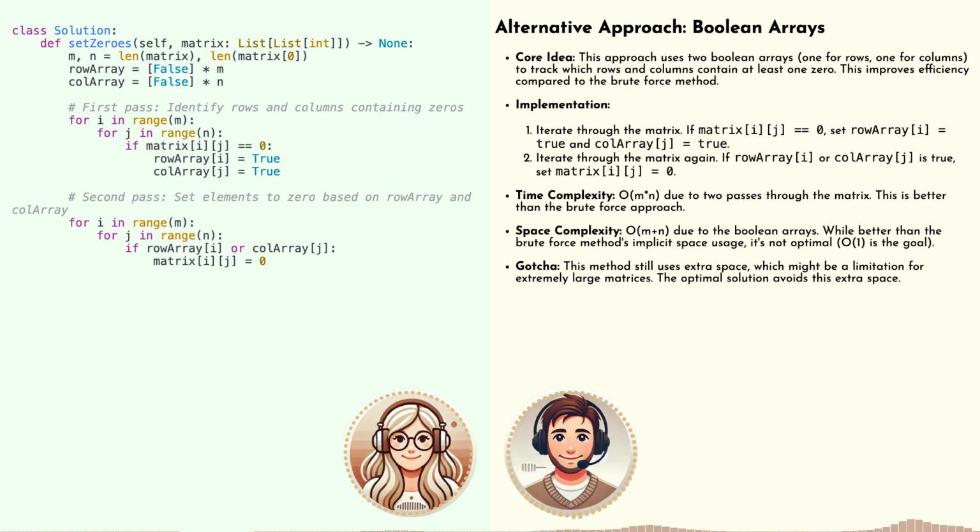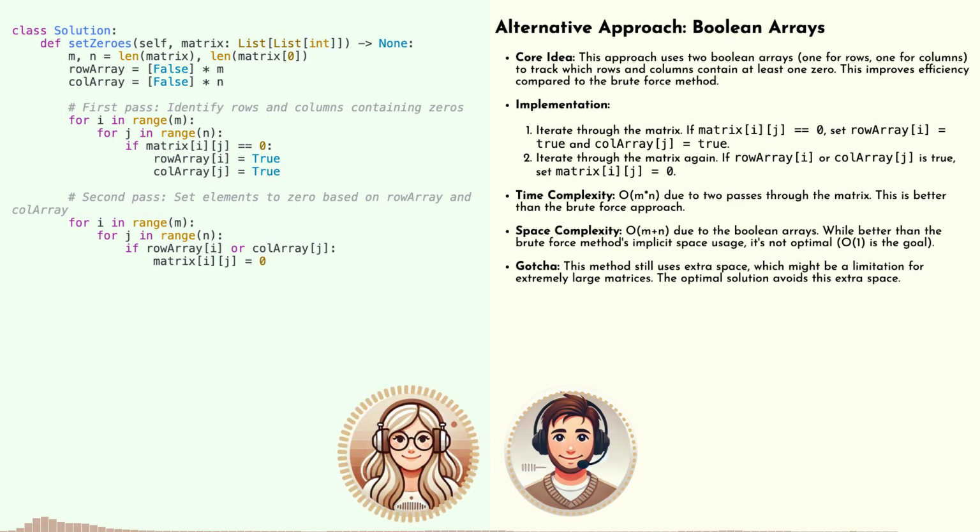So if our matrix is, say, 5 by 4, we'd have a row array with 5 elements and a column array with 4 elements. Exactly. We initialize all elements in both arrays to false. Then as we traverse the original matrix, if we find a 0 at position [i][j], we mark row array[i] and col array[j] as true. Okay, so it's like those checklists we talked about earlier. Yes. But instead of adding items to a set, we're just flipping a switch from false to true in these arrays.